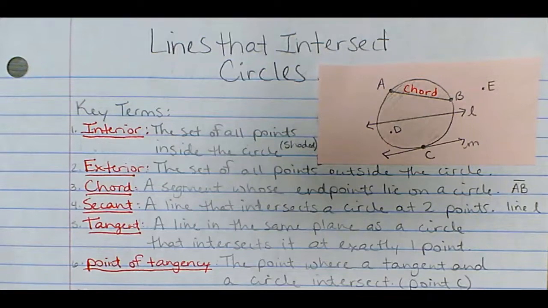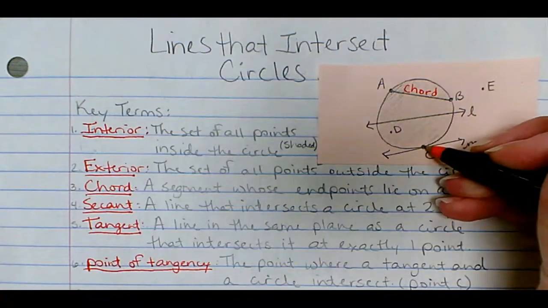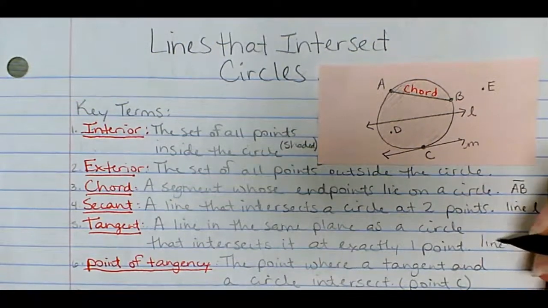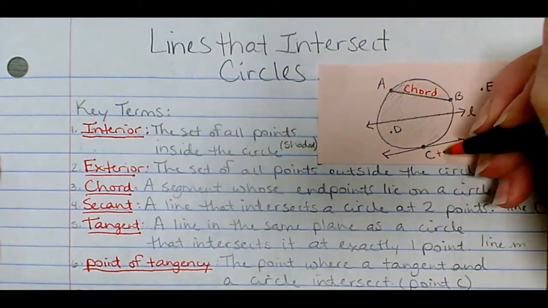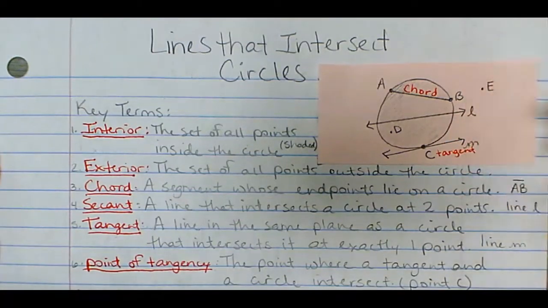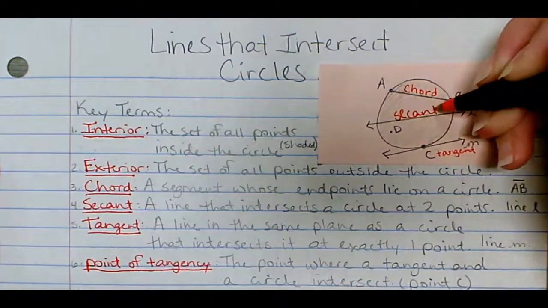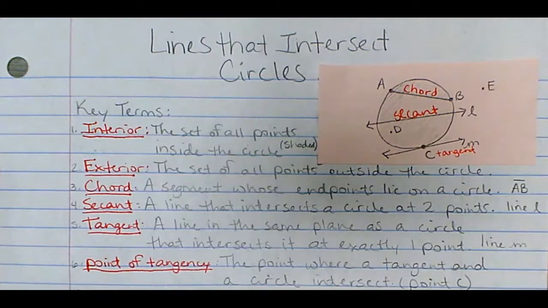It's a line, again, in the same plane as the circle. So if I draw the circle on paper, it's a line on that paper, and it intersects it at exactly 1 point. So the line that intersects our circle at only 1 point, like point C, is line M. So this is our tangent. Line L was our secant. And segment AB was our chord.